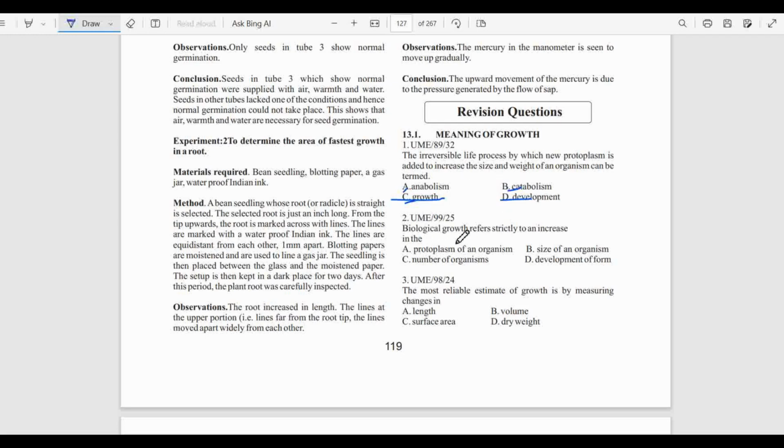The next question says biological growth refers strictly to an increase in what? If you consider all the options here, the right answer is protoplasm of an organism. Now I'm going to quickly explain what that means.